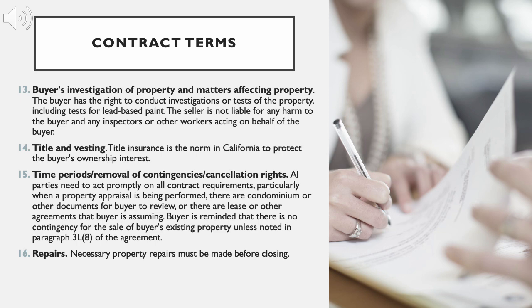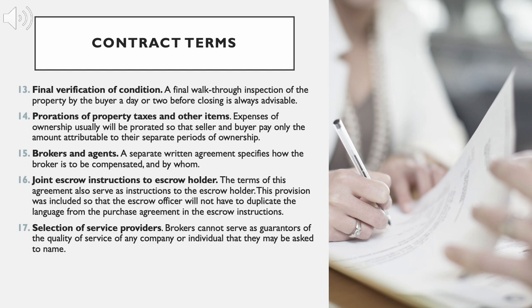Repairs. Necessary property repairs must be made before closing. Final verification of condition. A final walkthrough inspection of the property by the buyer a day or 2 before closing is always advisable. Prorations of property taxes and other items. Expenses of ownership usually will be prorated so that seller and buyer pay only the amount attributable to their separate periods of ownership. Brokers and agents. A separate written agreement specifies how the broker is to be compensated and by whom.